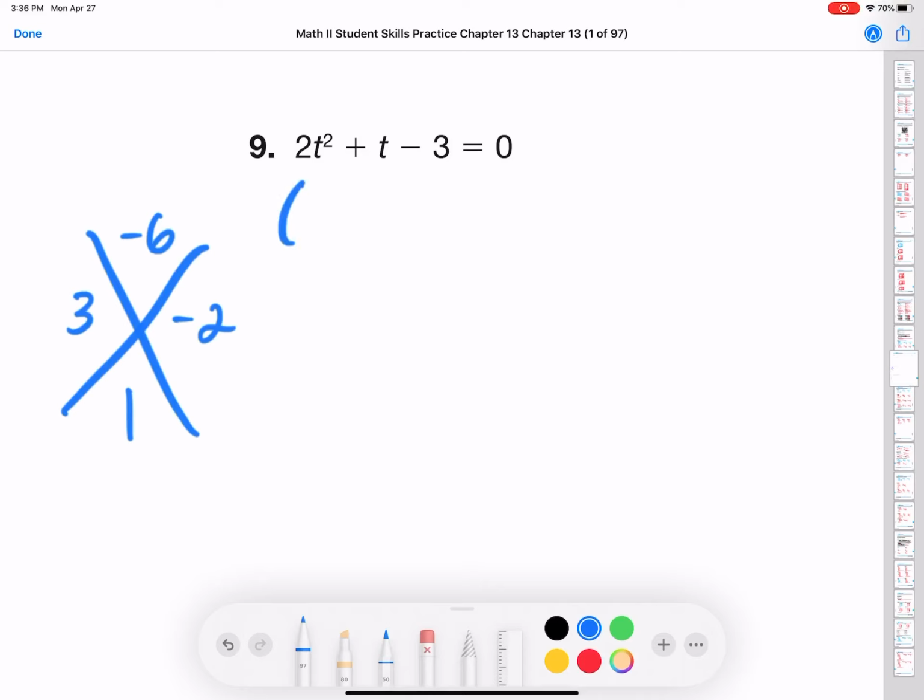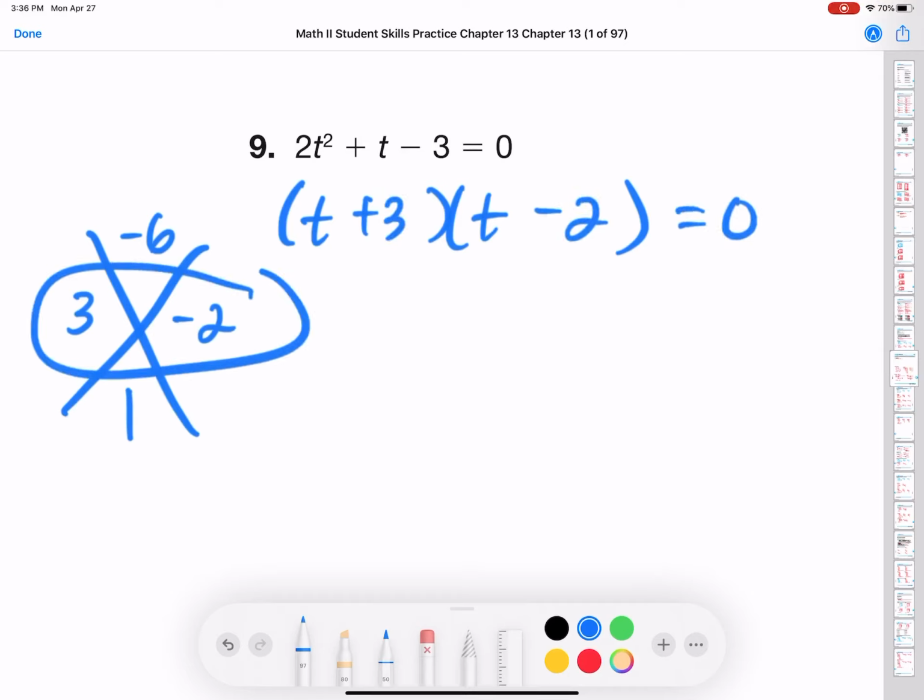Okay, so now I have t, it's my variable. So I'm going to have plus 3 minus 2 equals 0. I got the plus 3 minus 2 from here. Again, if this factoring part is super confusing, you need to go back and study the videos that I uploaded in previous lessons. All right, we're not done.